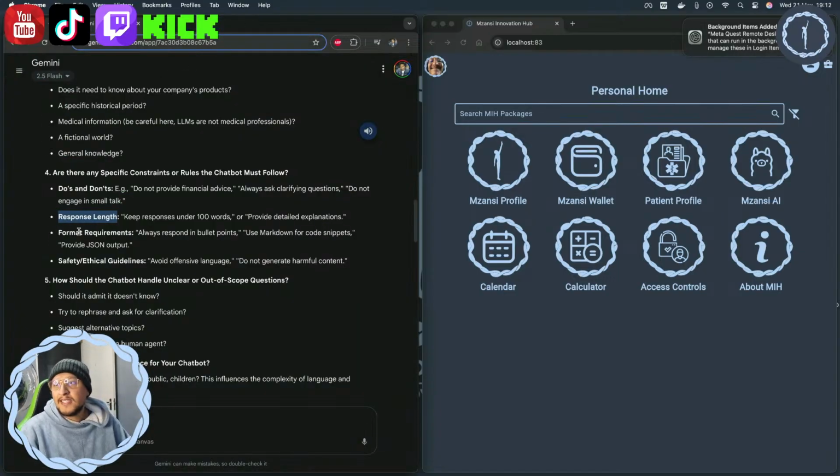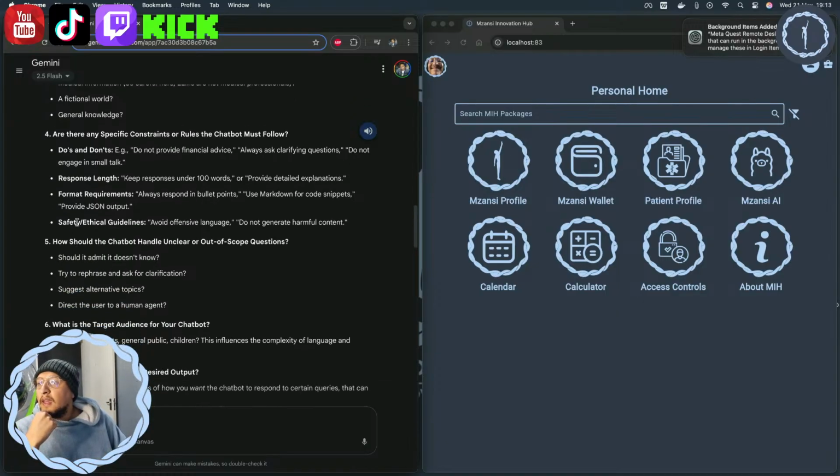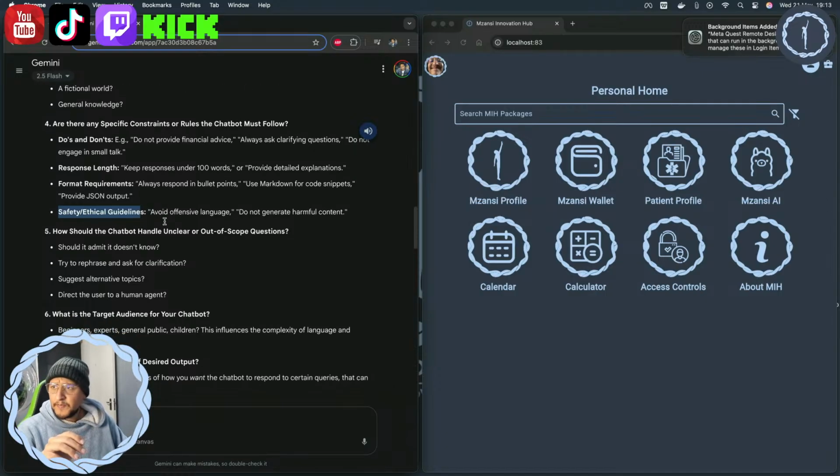So you can ask the LLM for that specific format of a response, right? You can specify JSON format, for example, and you can use the response in another program. And then there are formatting requirements, and then safety and ethics. Don't use offensive language, don't generate harmful content, right?